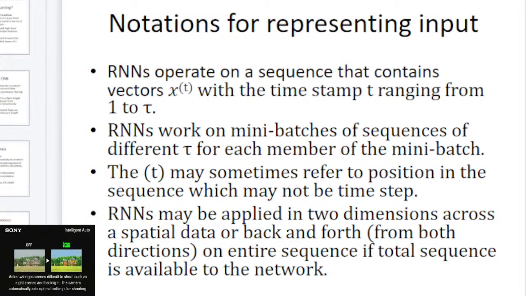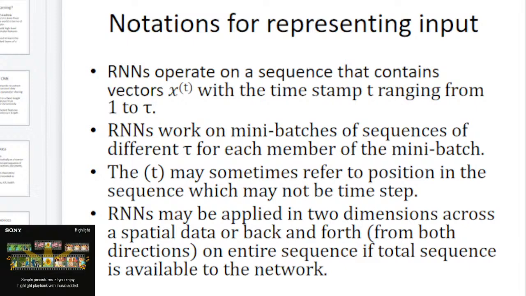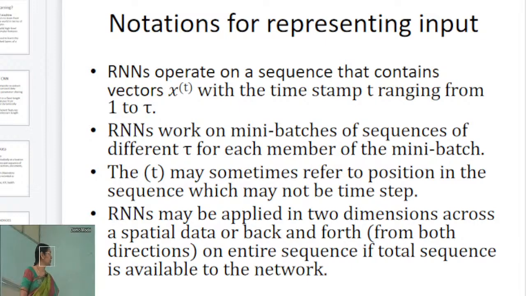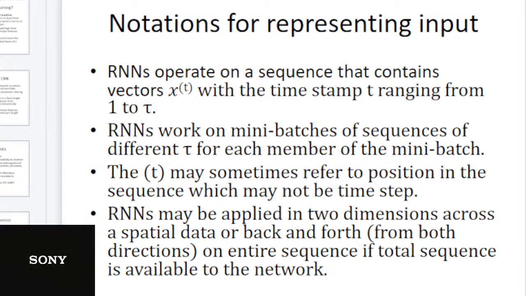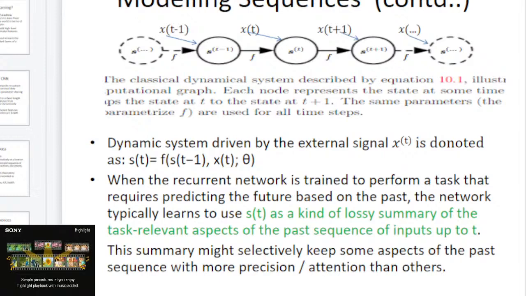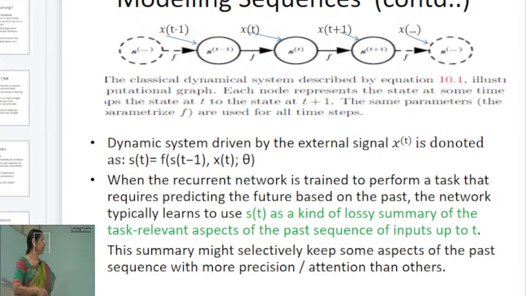So, when the recurrent network is trained to perform a task that requires predicting the future based on the past, the network typically learns to use S of t as a kind of lossy summary. What is S of t? It should learn the gist of all that had happened previously. Then only this way of modeling makes sense. If at all the S of t is a lossy summary, it can capture the task relevant aspects of the past sequence of inputs.